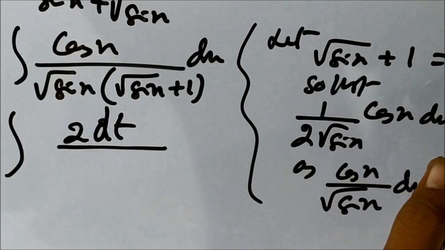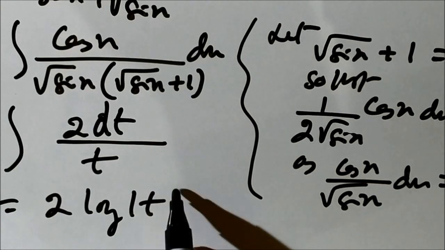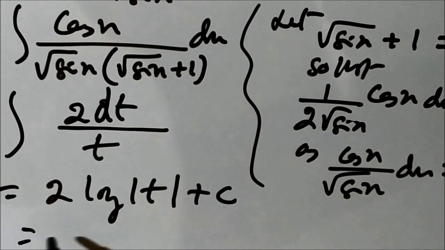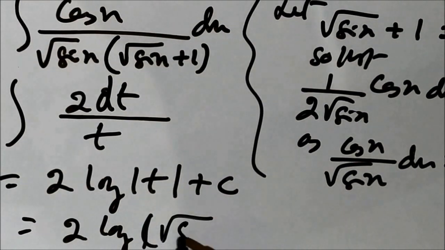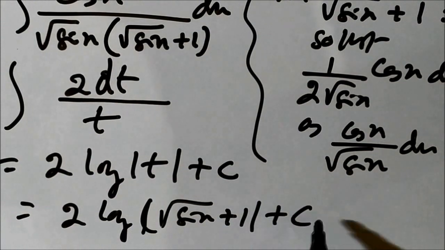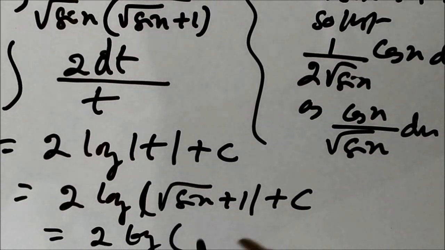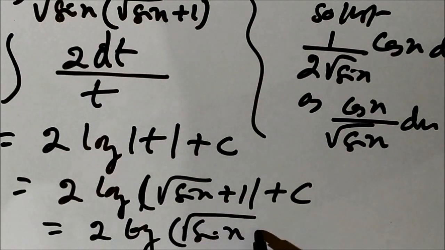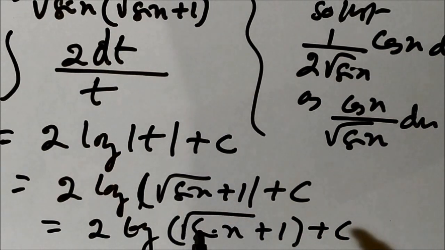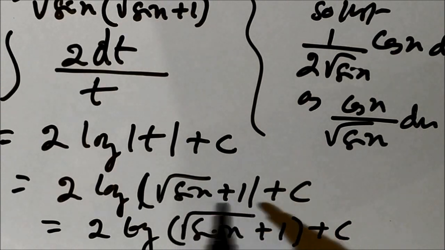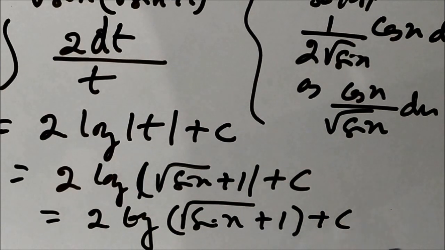Root sin x plus 1 equal to t, 2 log mod t plus c, 2 log root sin x plus 1 plus c. This is equal to 2 log root sin x plus 1 plus c. Since the absolute value of sin x is 0 to 1, the absolute value of root sin x plus 1 is always positive, so the first bracket is used.